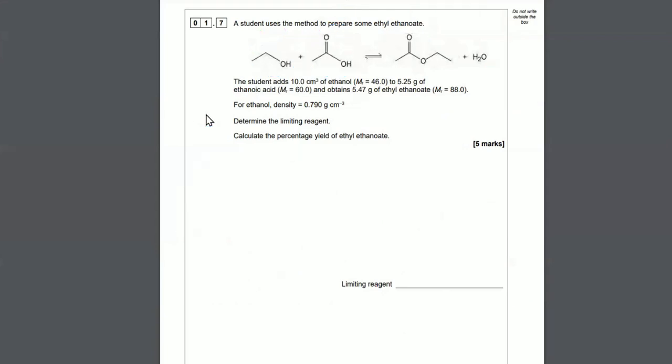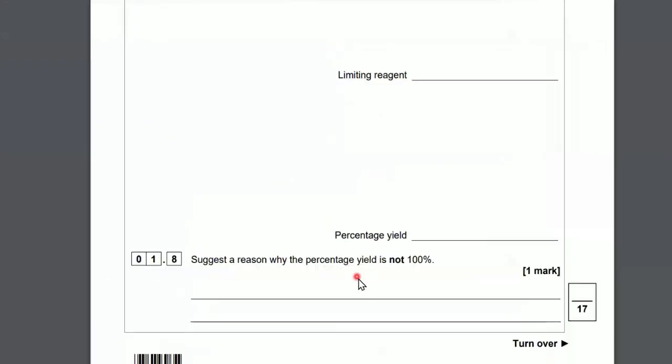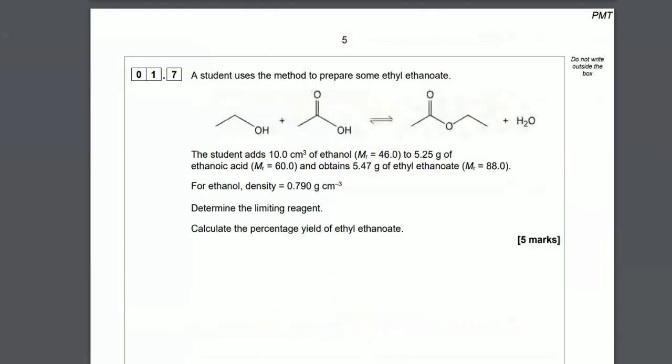Okay, the final question here is: suggest a reason why the percentage yield is not 100%. So why is our percentage yield not 100%? What you've got to do is look back up here at what we're using. What do you know? This is just some of your content knowledge about ethyl ethanoate. What family is ethyl ethanoate? Hopefully you know ethyl ethanoate is an ester.